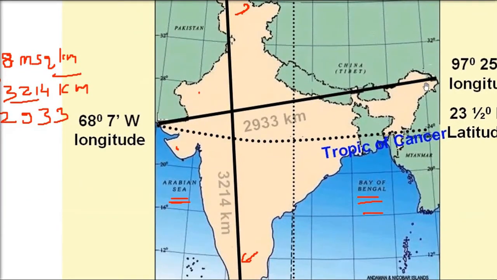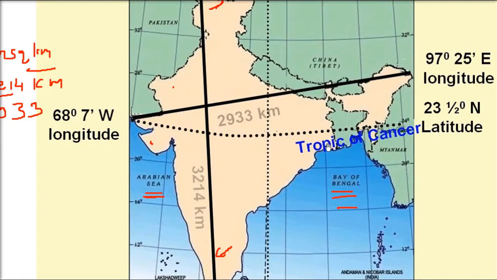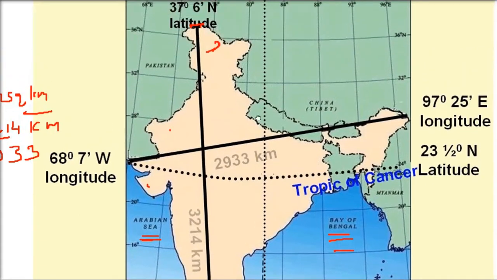Now coming to left and right. The prime meridian, that is the Greenwich prime meridian, is on the left. So we start from 68 degrees 7 minute, and we go up to 97 degree 25 minute. These are vertical lines, and these are called the longitude, deshantar. If you take the difference between 68 degree 7 minutes and 97 degree 25 minutes, it's around 29-30 also. There is one more line, the Tropic of Cancer, 23.5 degree now. This is passing through India, almost in between.